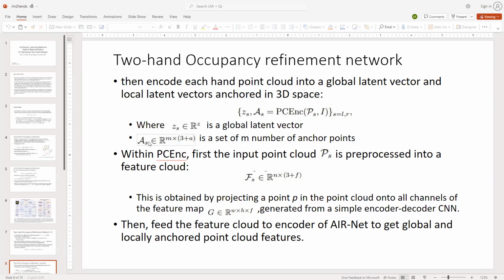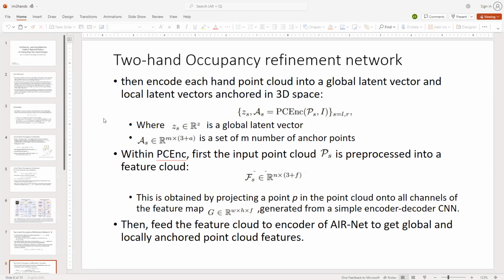And the dimension of this AS would be m times 3 plus a for m number of anchor points. So m would be a sort of subset. This m is supposed to be smaller than the n, the total number of points in the point cloud. So within the point cloud encoder, the first input point cloud is pre-processed into this feature cloud with dimension n times 3 plus f.